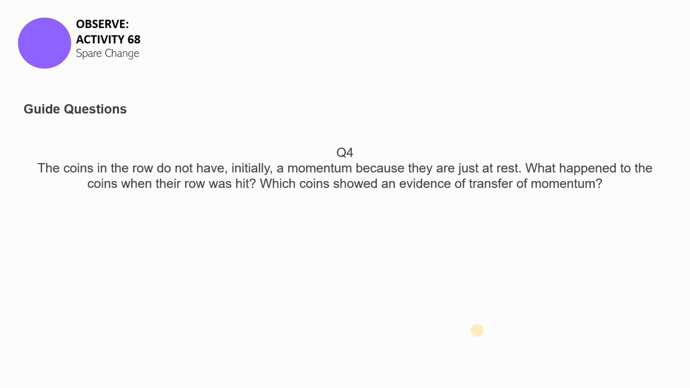Question number 4. The coins in the row do not have, initially, a momentum because they were just at rest. Bakit ganon? Kasi momentum is equal to mass times velocity. So if the velocity is 0 because it's at rest, multiply that by the mass. Kung kahit gaano pa kabigat yan, yung bagay na yan, when it's multiplied by 0, it will always be 0. So the momentum will be 0. Now, what happened to the coins when their row was hit? No, yung mga coins na walang momentum, what happened to them? Now, which coin showed an evidence of the transfer of momentum? If you need more time, pause this video. If you're done, let's proceed.